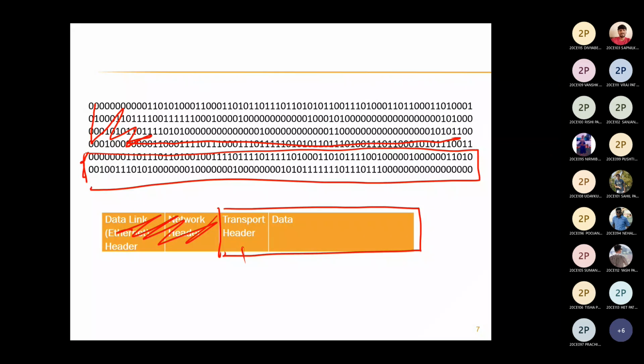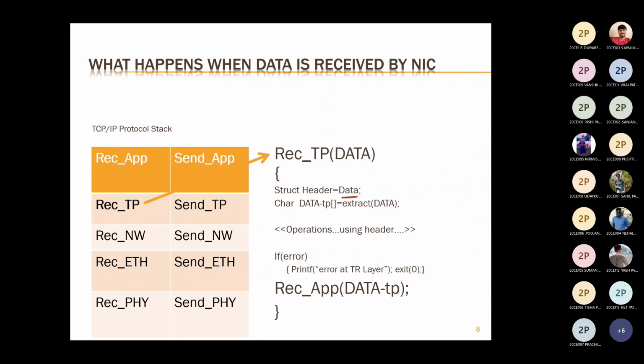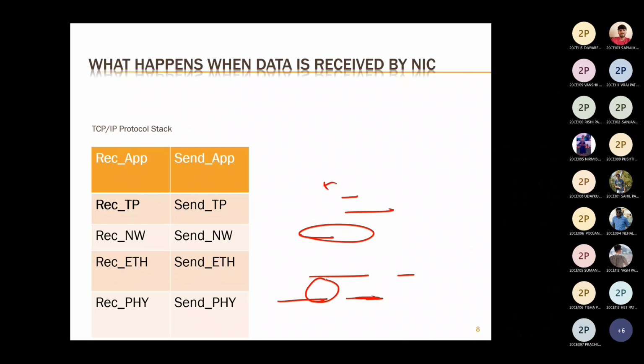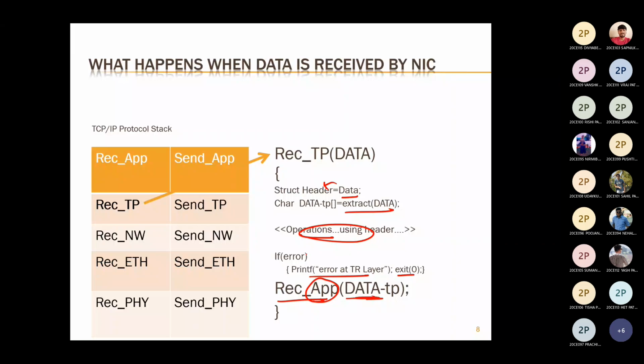Now the transport layer again has a 20 byte header. Let's assume the first row is the 20 bytes and the next row belongs to data. This is the data part. So the transport layer again extracts the header and the data, and performs operations using the header. If there is an error, it reports the error. Otherwise, it exits the protocol stack, and the data at the transport layer is given to the application layer. This last row given to the application layer is nothing but the first page of gmail.com.